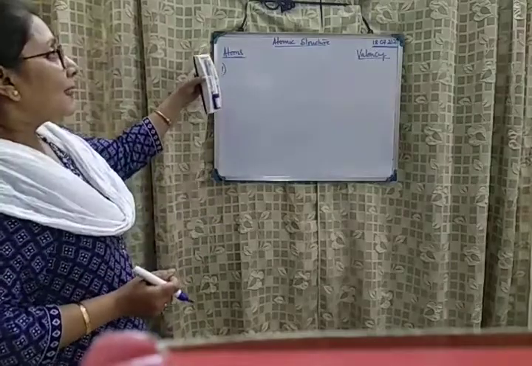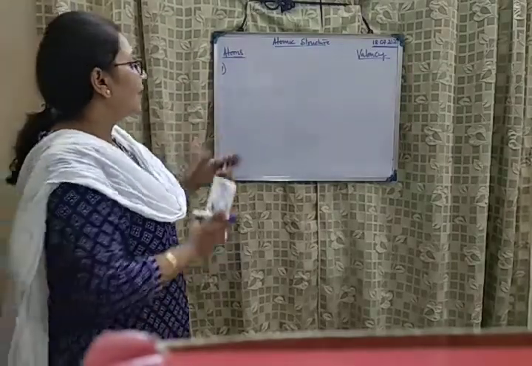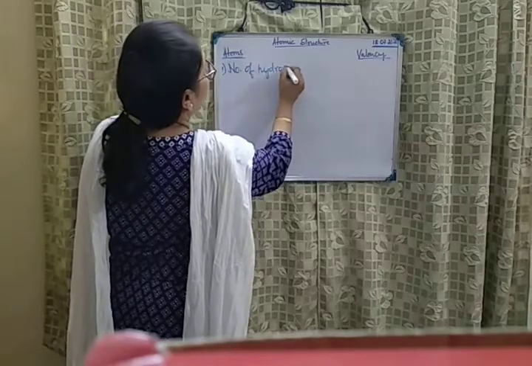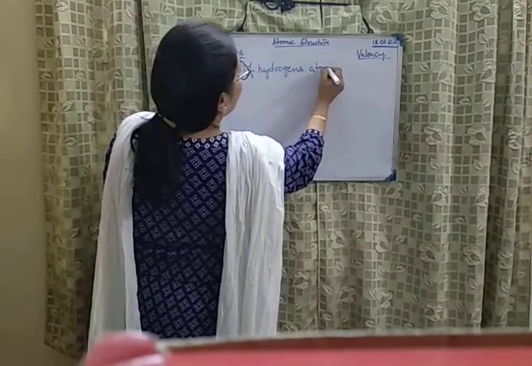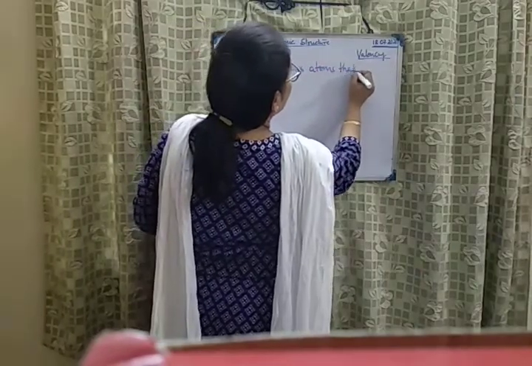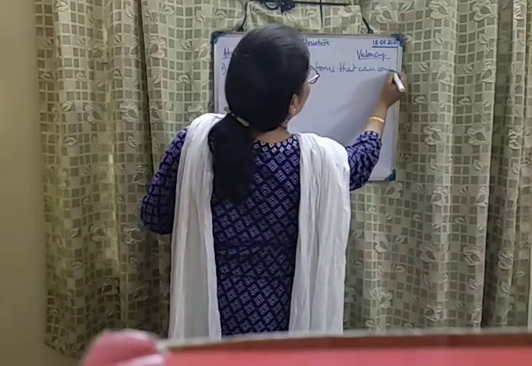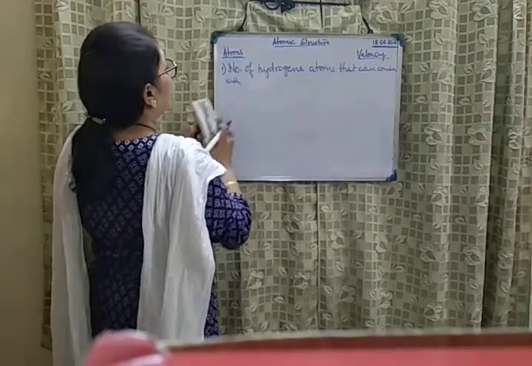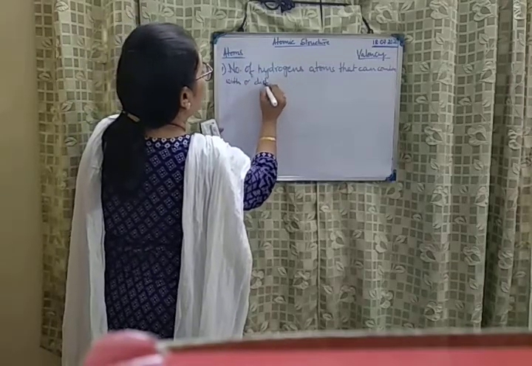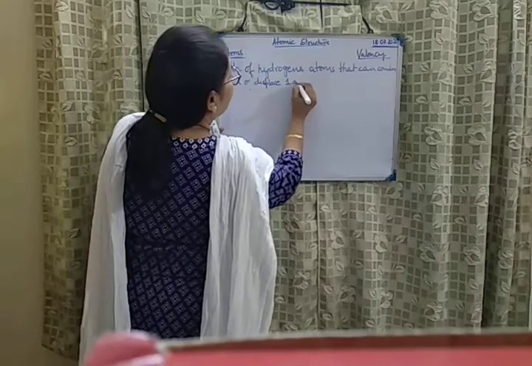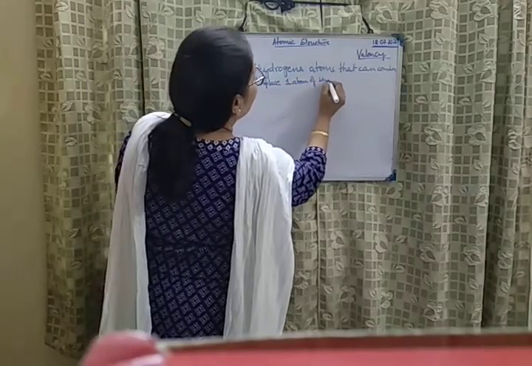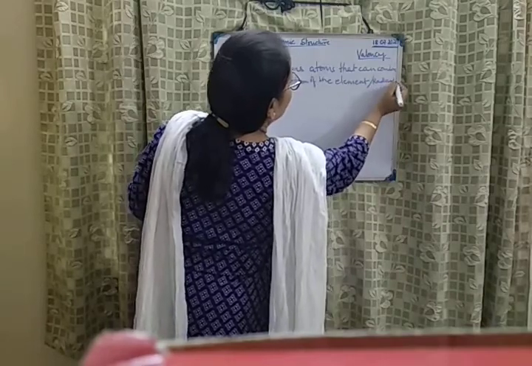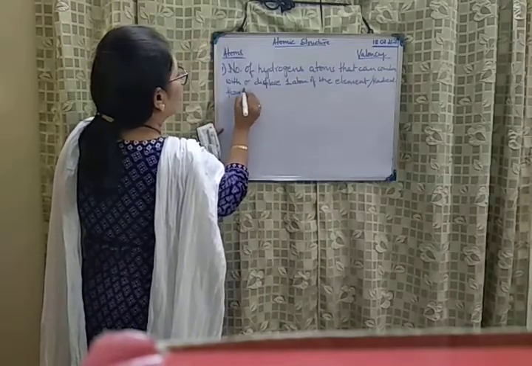So you will find we can also define it that valency is the number of hydrogen atoms that can combine with or displace one atom of the element or radical forming a compound.